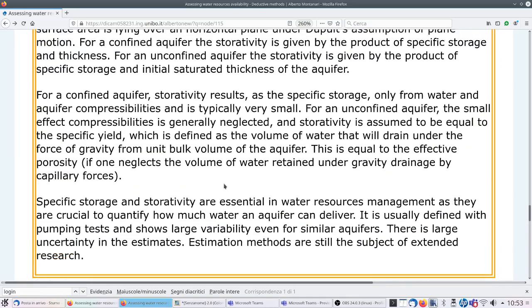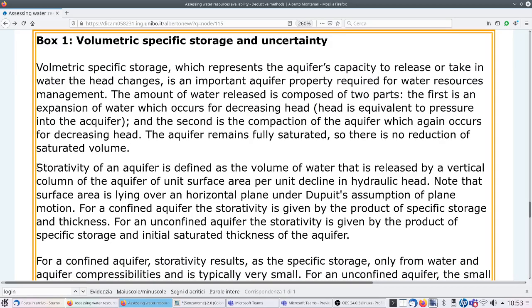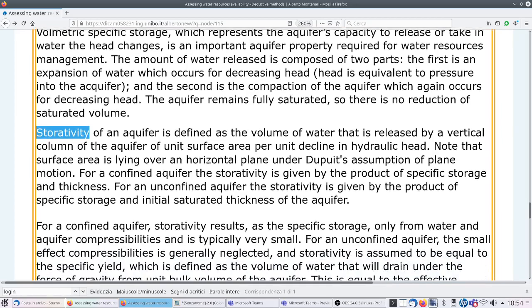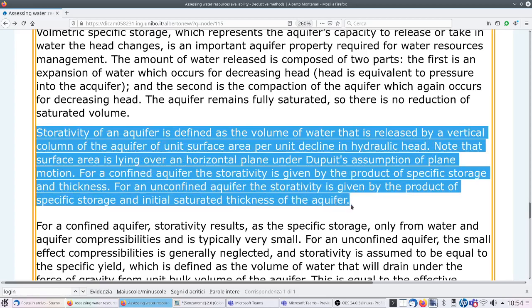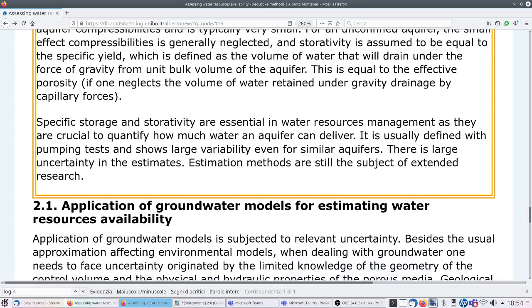Please read this box. I'm not discussing the definition of storativity now, because I don't want to give two definitions in one day only. It is very simple, and please have a read at it, because storativity is also an important property of the aquifer. So I really would like you to focus on it, but read it by yourself.